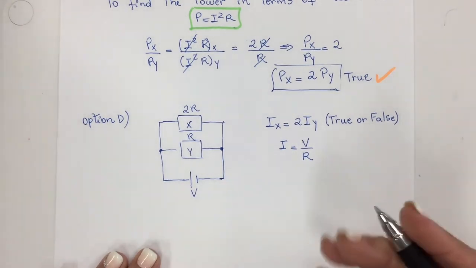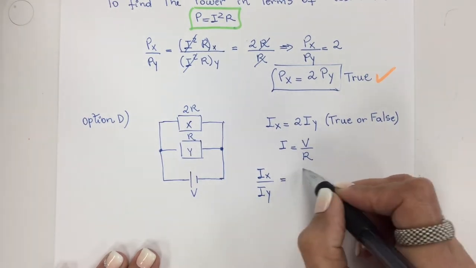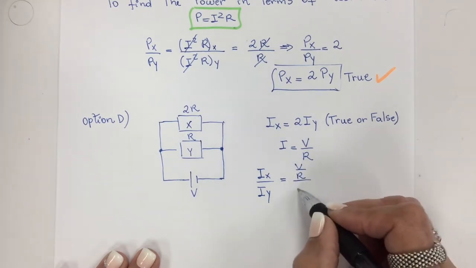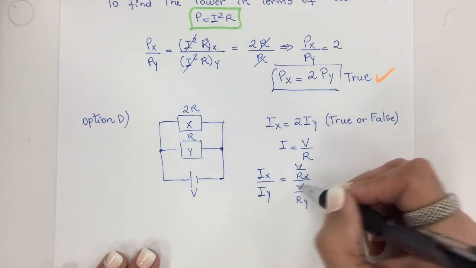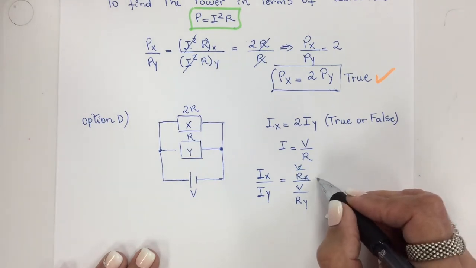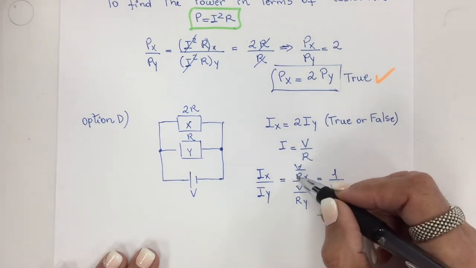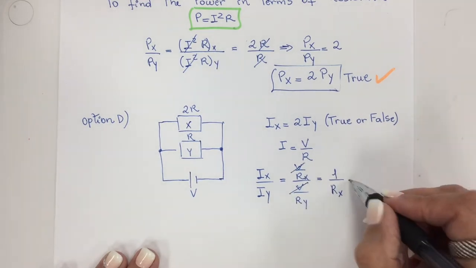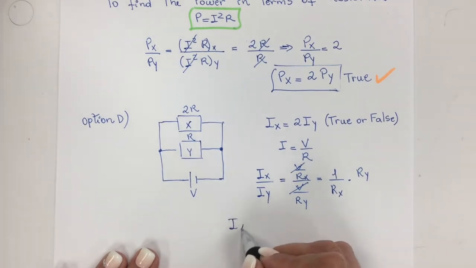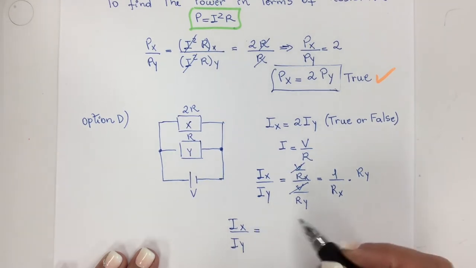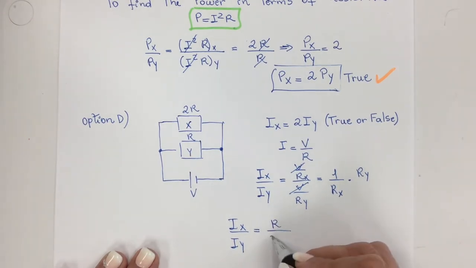And now I'm going to find the relationship between Ix over Iy. So this is V over Rx, and V over Ry. Because V is the same, because the circuit is in series, I can factorize a little bit. So I have this as my numerator, this cancels out, and my denominator now, flipping this, is Ry. So my Ix over Iy is Ry, which is just R, and my Rx is 2 times R.